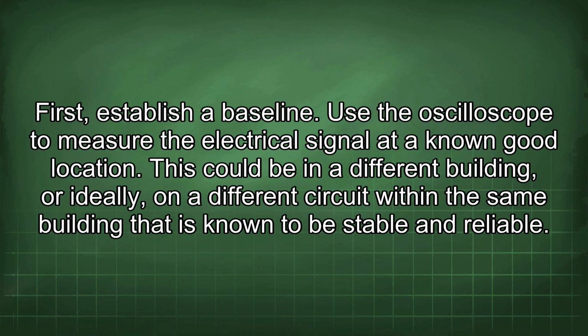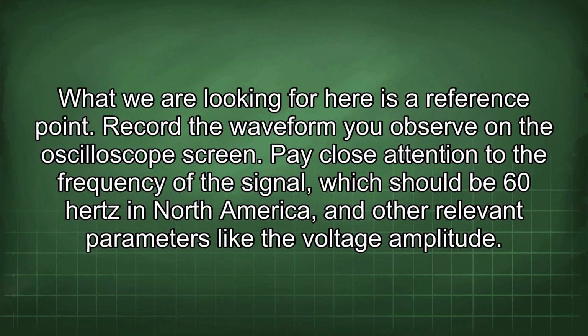First, establish a baseline. Use the oscilloscope to measure the electrical signal at a known good location. This could be in a different building, or ideally, on a different circuit within the same building that is known to be stable and reliable. What we are looking for here is a reference point. Record the waveform you observe on the oscilloscope screen.